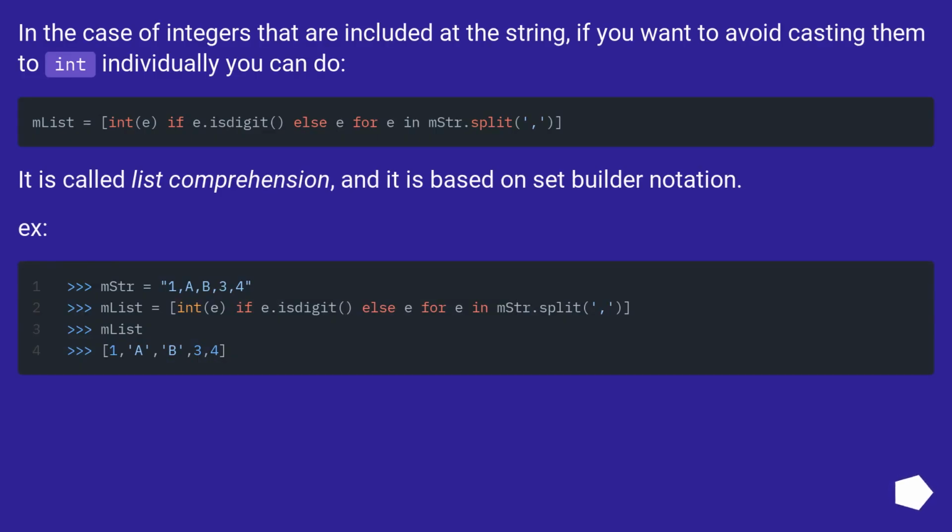In the case of integers that are included in the string, if you want to avoid casting them to int individually, you can do. It is called list comprehension, and it is based on set builder notation. X.